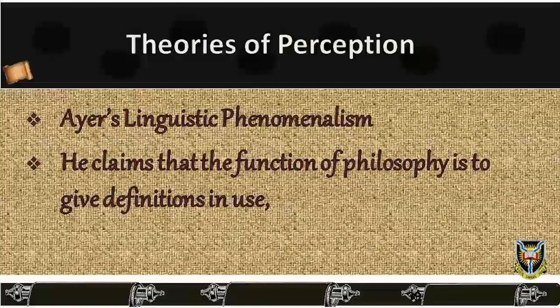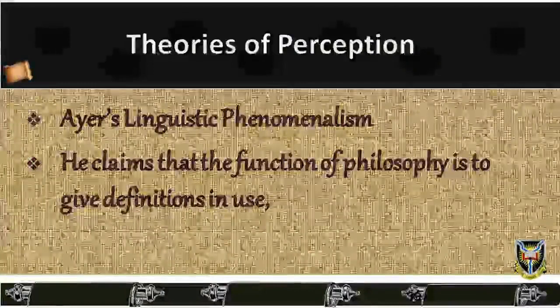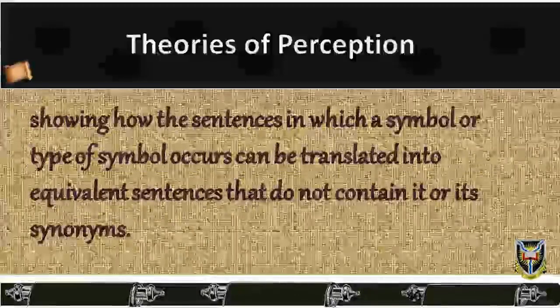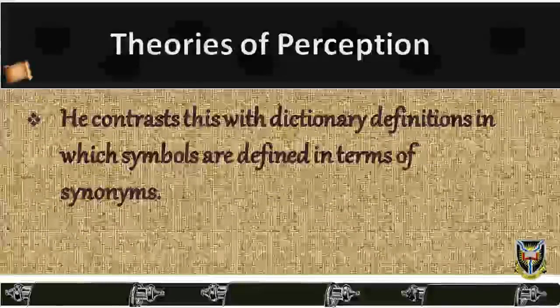Ayer's linguistic phenomenalism. Ayer makes a different case. He defends phenomenalism through his analysis of statements concerning physical objects. He claims that the function of philosophy is to give definitions in use, showing how the sentences in which a symbol or type of symbol, such as words for physical objects, occur can be translated into equivalent sentences that do not contain it or its synonyms. He contrasts this with dictionary definitions, in which symbols are defined in terms of synonyms.